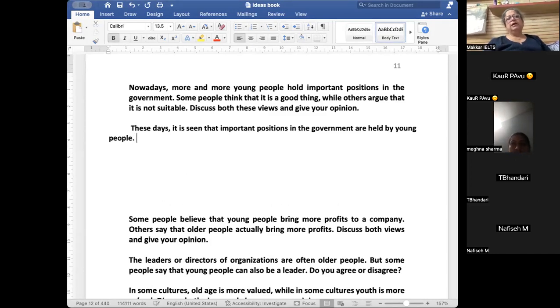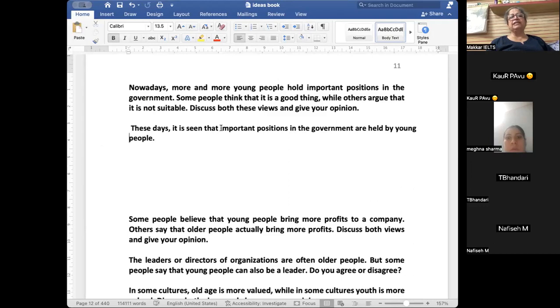I have just inverted. I have not changed any word. I have just inverted the sentence. Like I brought the second part in front. So important positions in the government are held by young people. Hold important positions. Important positions in the government are held by young people.